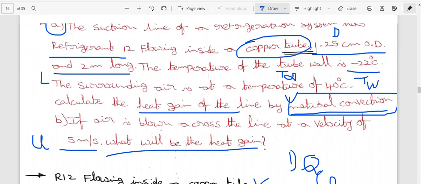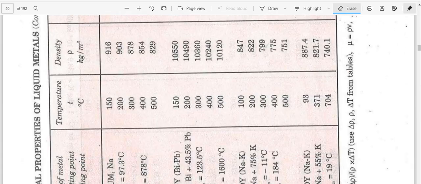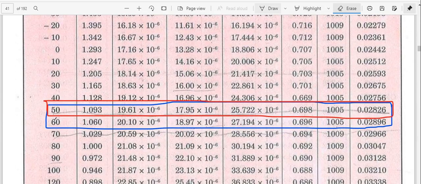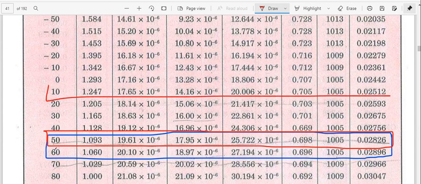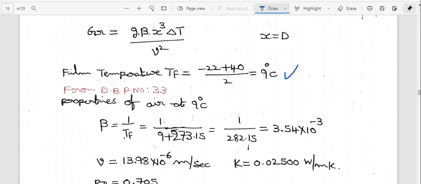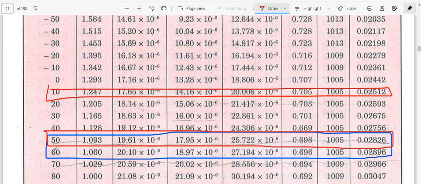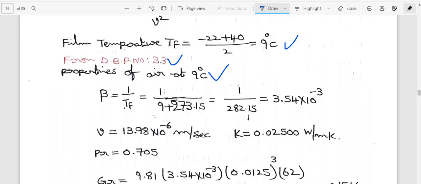In this question, the surrounding medium is air. So now I am directly going to data book page number 33, where the air properties are given at 0 and 10 degrees centigrade. We need to interpolate for the film temperature of 9 degrees centigrade, to get the properties of air at 9 degrees.